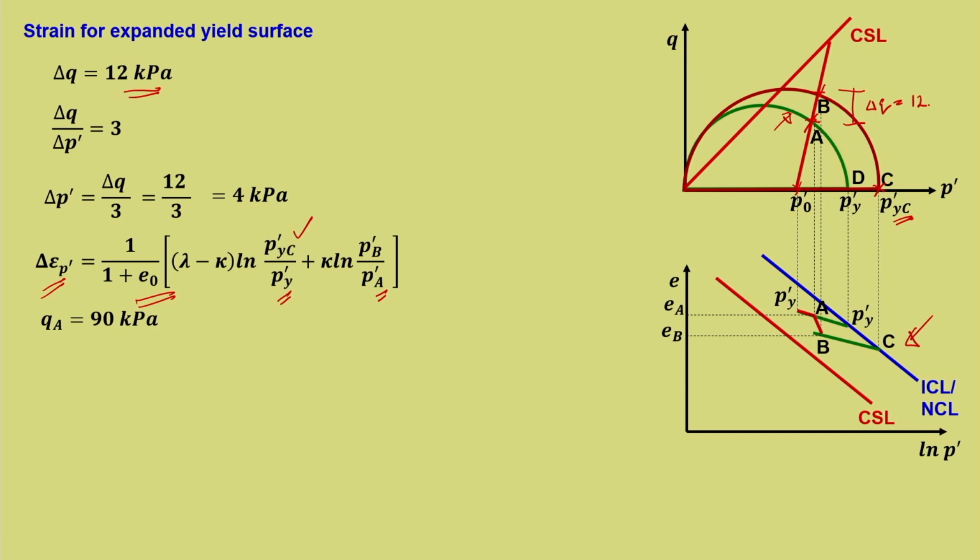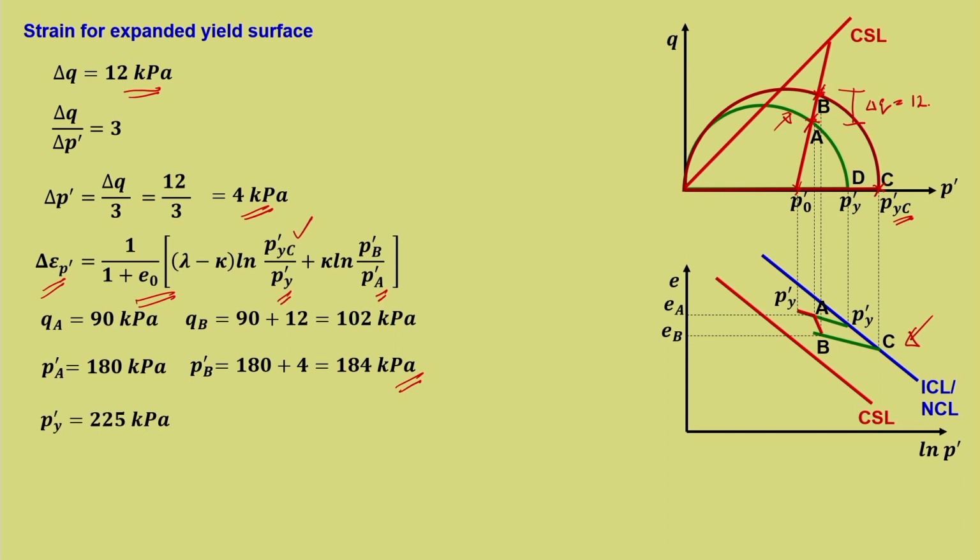Now, for that, qA is known, 90 kilopascal, qB is 90 plus 12, 102 kilopascal, it is all given. p dash A is equal to 180 kilopascal, p dash B is 180 plus 4, which comes from here, 184 kilopascal. So, the stress state of B is now known. p dash B is known, p dash A is known, p dash y is known, p dash y equal to 225 kilopascal, which is the maximum yield.